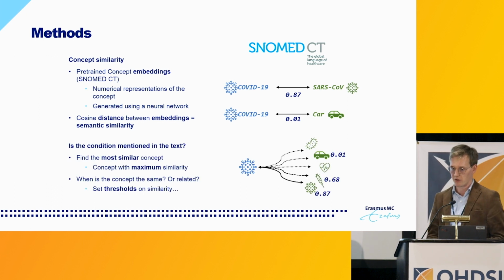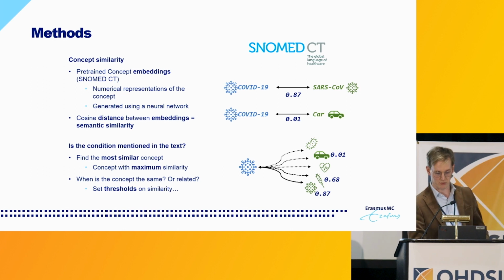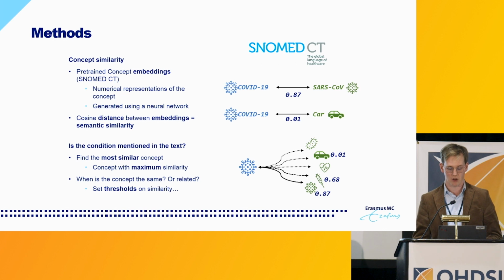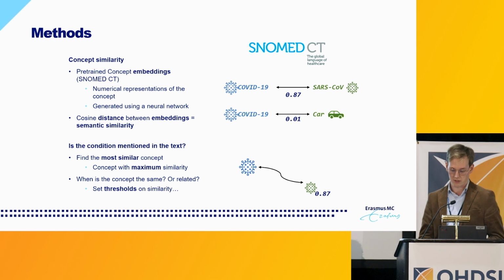Now, to quickly say whether the concepts that we find in the text are related to the condition, we just look at the concept with the largest similarity to the condition, just to make it quick. So we only focus on the concept with the maximum similarity. However, you still have only a number. So how do you say this concept is the same, or similar, or related?